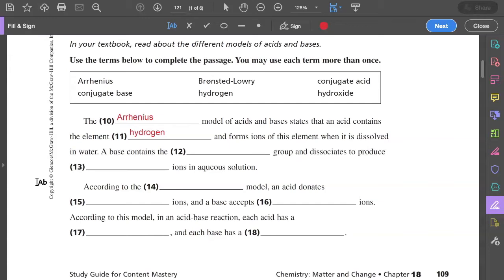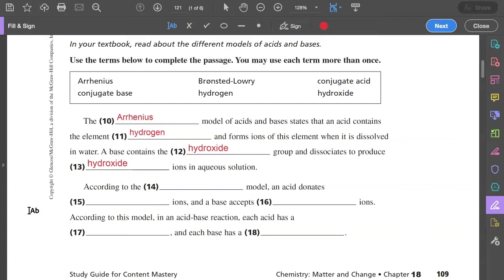A base, this is 12 and 13, a base contains the blank group and dissociates to produce blank ions in aqueous solution. Yeah, that's hydroxide for both blanks. According to the Arrhenius theory, the bases contain hydroxides and they dissociate to produce those hydroxide ions in aqueous solution.